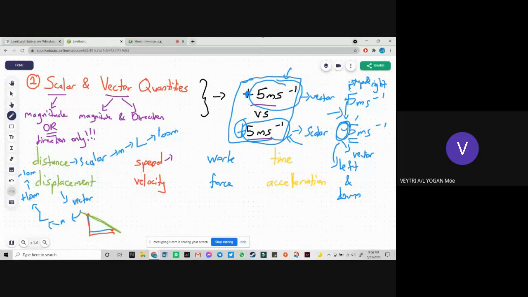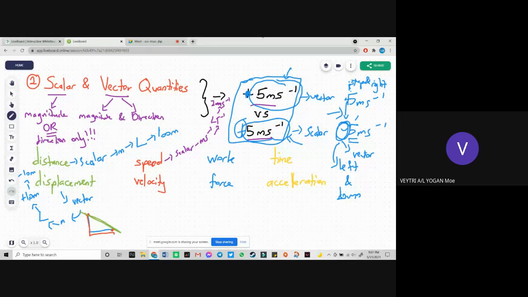Scalar or vector? Scalar. Okay. What is the unit for speed? ms -1. Correct. What is the dimension for speed? lt -1. Alright, correct. Next, give me an example of speed. Come on guys, anyone? 20 ms -1.